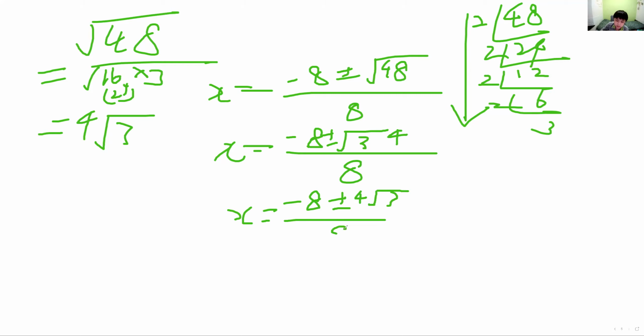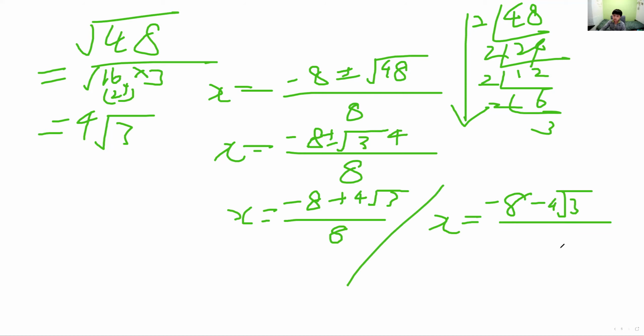So once we have made it into this, we can have positive or negative. So we just have plus first. Or x equals -8 minus 4 square root 3, and then divided by 8. So these two are the final answers of x.